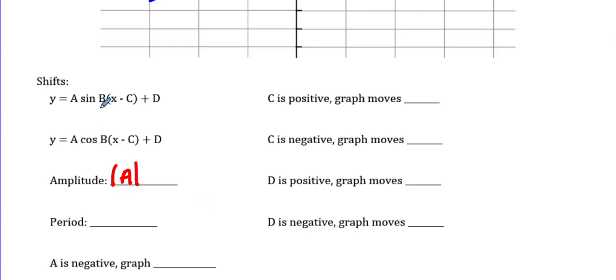The period is how long it takes before the pattern repeats. And the period depends on the b value, but it's not the same as the b value. The period is going to be the normal period of 2 pi divided by the b value. Let's see, what else do we have? If a is negative, then that's going to reflect your graph vertically.